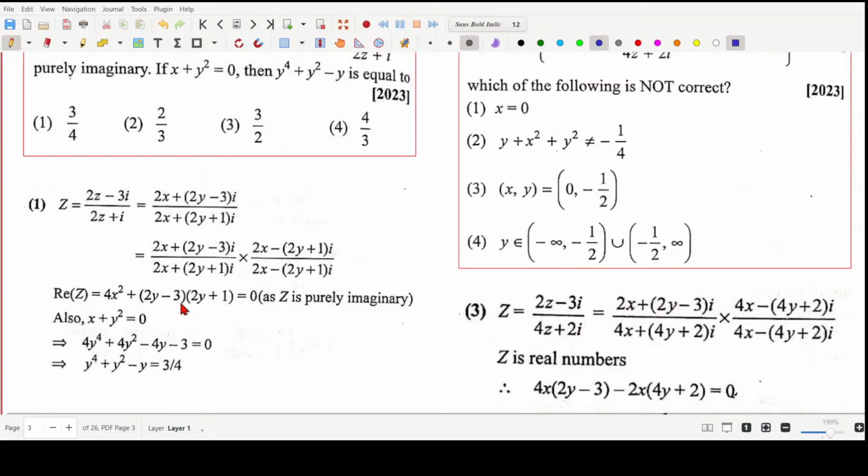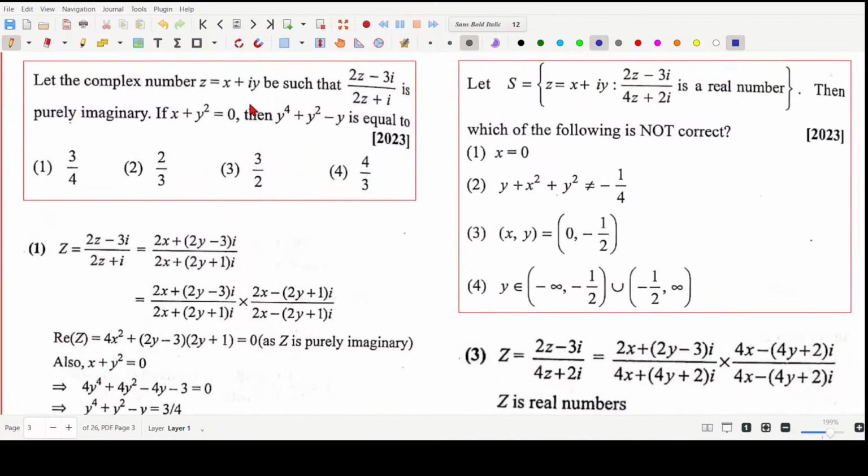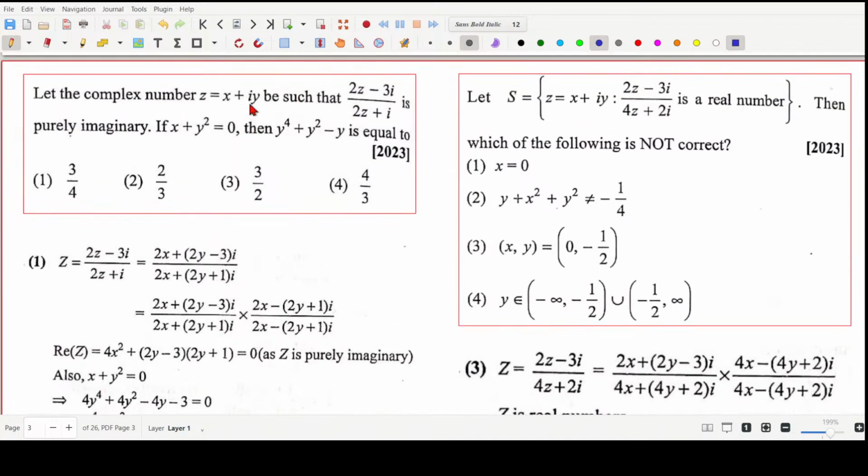Then simplify this, and you should get this one. Just try this. Tell me whether you are getting this answer or not. 3 by 4.